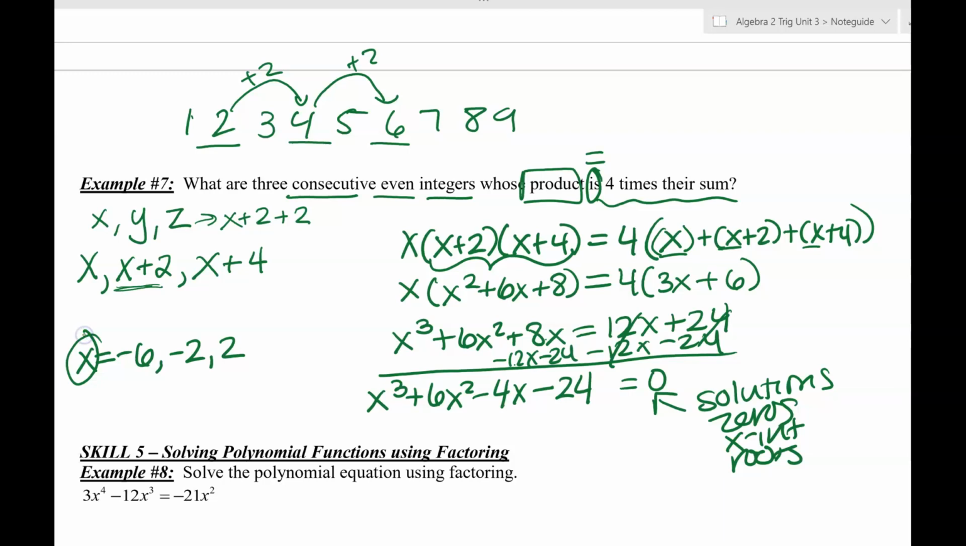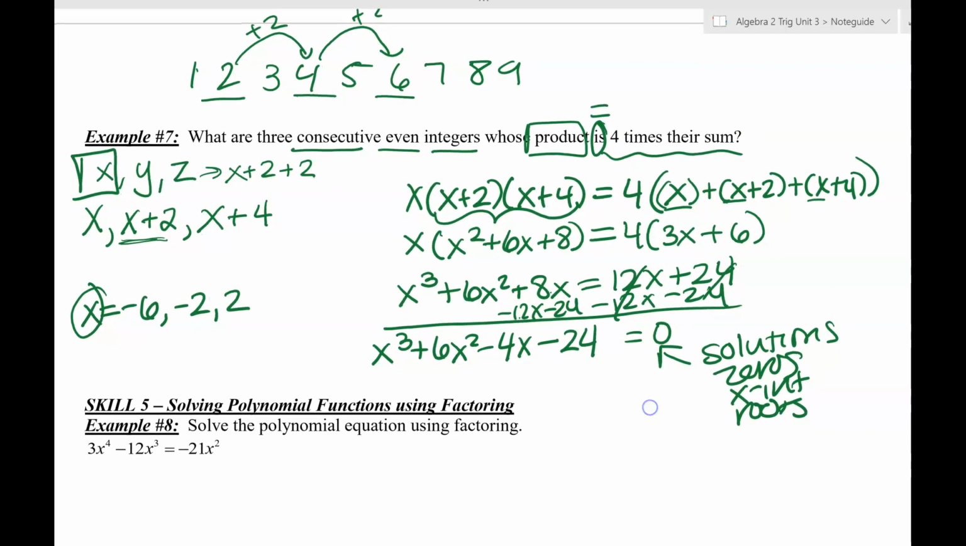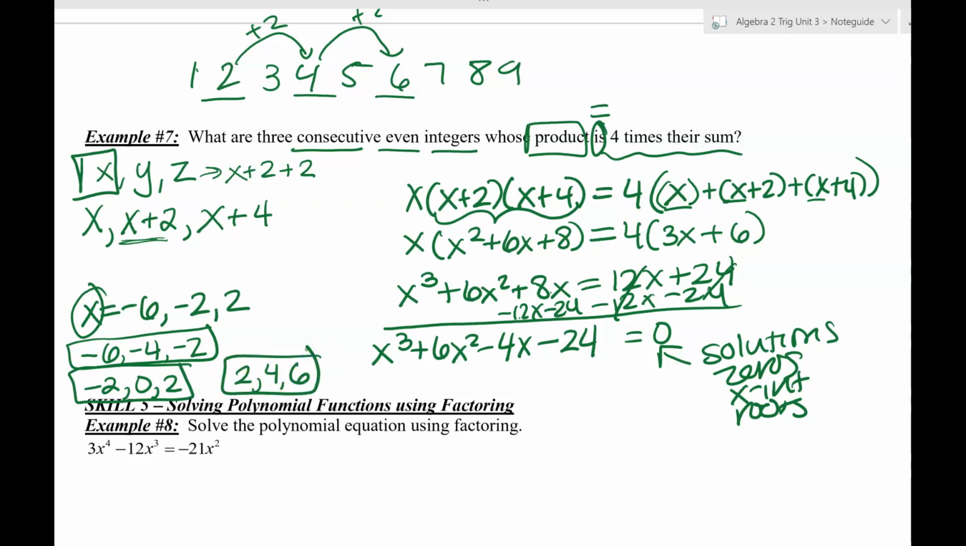These are 3 x values. Remember what x represented for us. It represented the first number. So this actually means there's 3 solutions to this. My first integer could be -6, which means it would go -6, -4, -2. Or my first integer could be -2, which means it would go -2, 0, 2. Or my first integer could be 2, which means it goes 2, 4, 6. And you can check if these are right because you could take each group. Is their product equal to 4 times their sum? And then you would be able to figure that out accordingly.